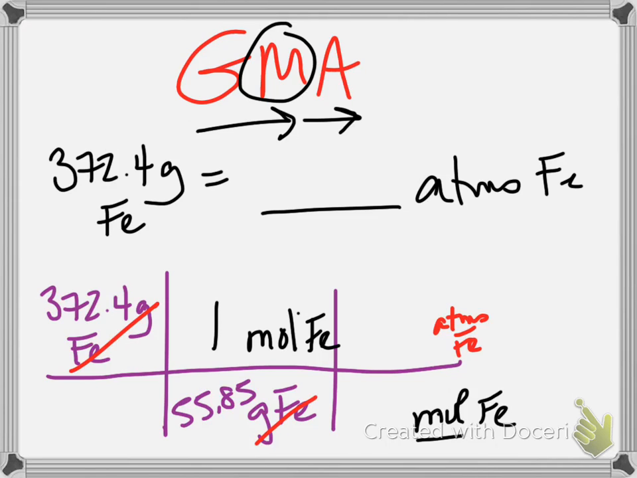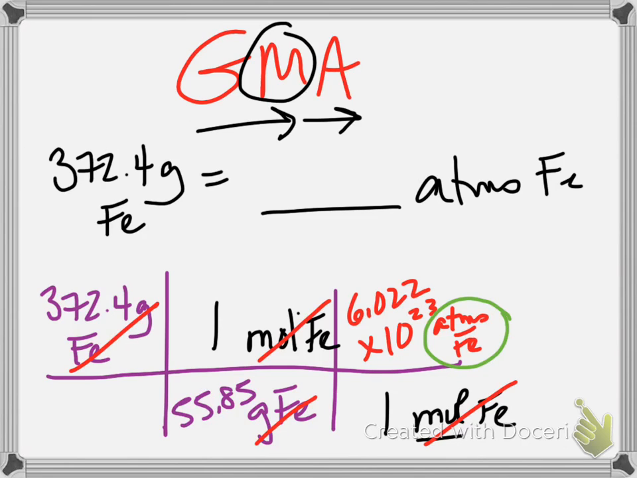Okay. What number is going to go in front of moles in that last space? 1. How many atoms of iron in 1 mole of iron? 6.022 times 10 to the 23rd. So we'll check our cancellations here. Yep, sure enough. We end up in atoms of iron, which is where we want to be.